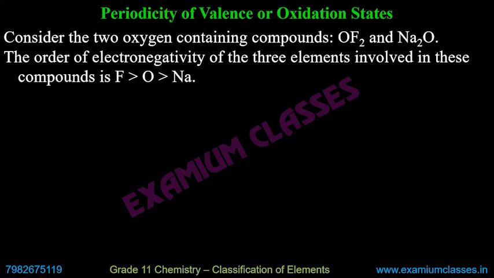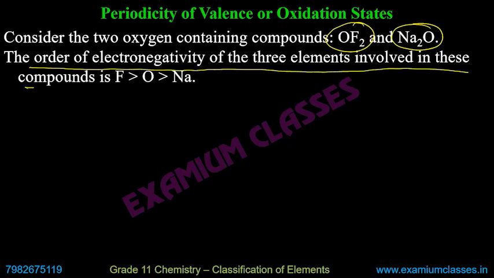Consider the two oxygen containing compounds OF2 and Na2O. The order of electronegativity of the three elements involved in these compounds is: fluorine is most electronegative, oxygen is less, and sodium is least electronegative. You know that, okay? Why?